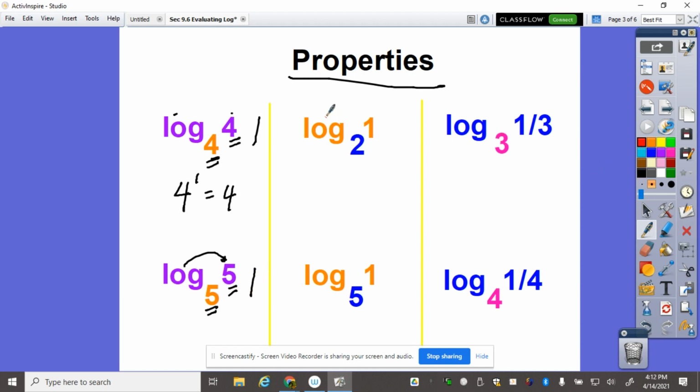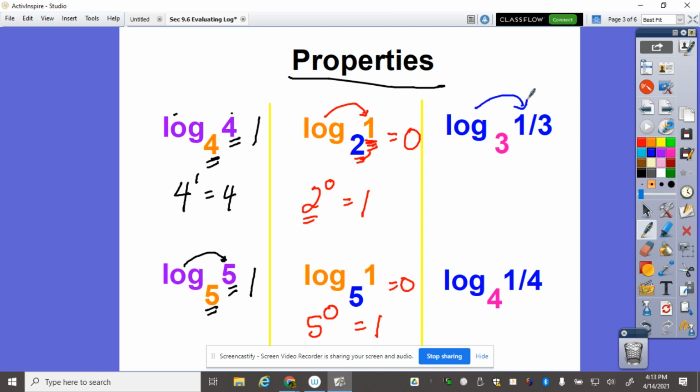What if we have log of 1 to the base of 2? The logarithmic number here is 1, and the answer there is going to be 0. Why is it 0? Because 2 to the 0 is equal to 1. What is that exponent to the base of 2 that will give us 1? It's going to be 0. Same thing with this. What is the mystery exponent of the 5 to get a 1? It's going to be 0. So the answer is 0 there.